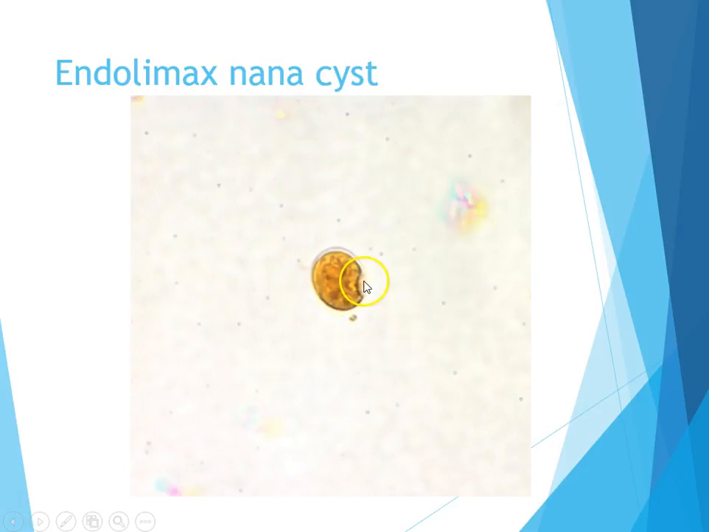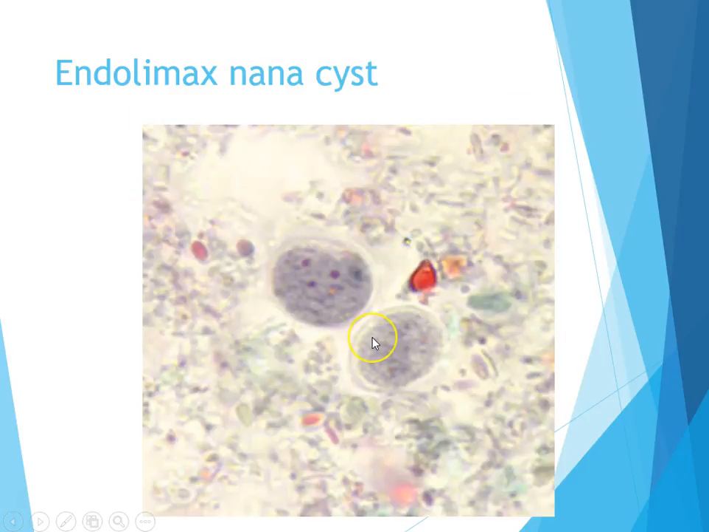This is the cyst. It looks like it's been eaten, but it's probably just broken off. These are the blot-like karyosomes. You can hardly even see the periphery of the nucleus.